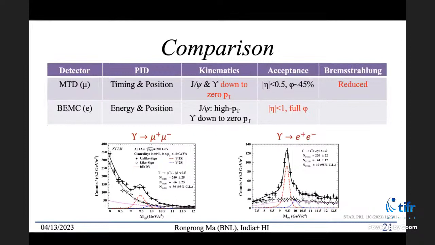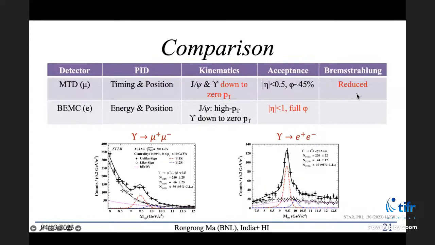With all of this in mind, I just have a quick comparison. At STAR, we can measure quarkonium using both the muon channel with the MTD and the electron channel using the BMC. In terms of PID, the MTD is based on time and position, and the BMC is based on the energy and the position. For the kinematics, the MTD can go down to zero pT, and the BMC is usually for high pT J/psi, while for the upsilon it can also go down to zero. This is, I think, an advantage of the MTD. The advantage of the BMC, or the electron channel, is a much bigger acceptance. The acceptance is almost a factor of four larger compared to the MTD for a single track. If you compare quarkonium, which is two tracks, it's almost a factor of 16 larger.